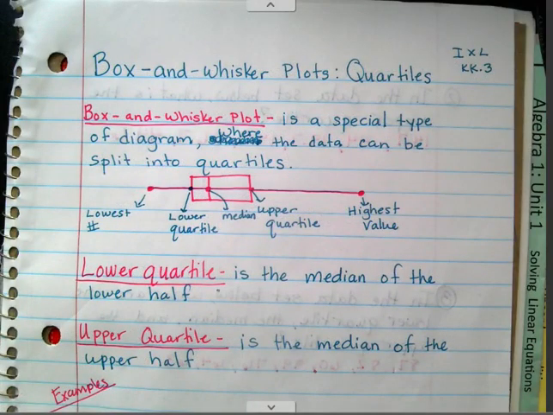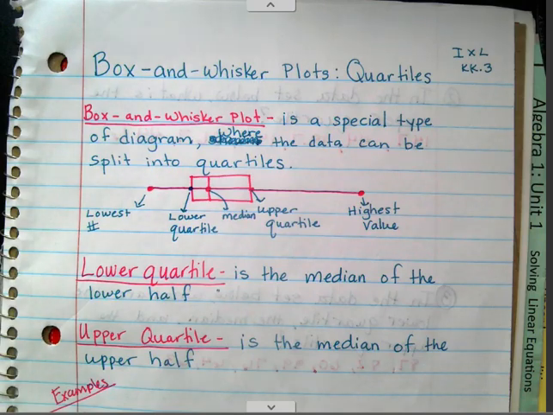All right, guys. So on IXL today, you're going to be doing some problems on quartiles. But first, I want to go over a couple things about why we need to know about quartiles. So basically, you have a box and whisker plot. It's a special type of diagram where the data can be split into quartiles. Obviously, quartiles means four different sections.